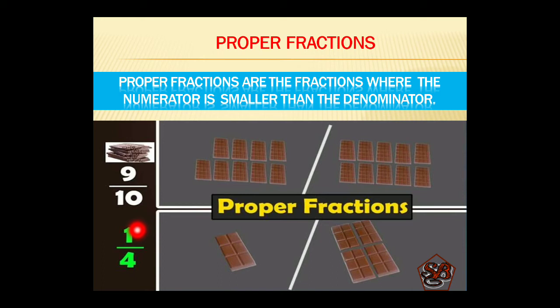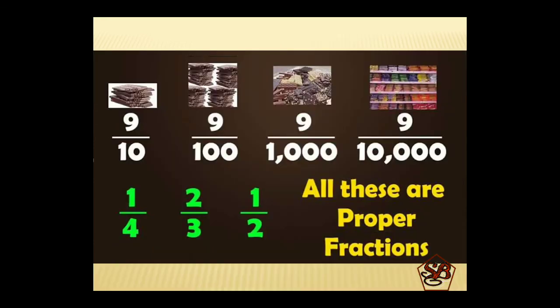Second example, 1 by 4. Again, numerator is smaller than the denominator. So this is also an example of proper fraction. Here are some more examples of proper fraction. 9 by 10, 9 by 100, 9 by 1000, 9 by 10,000, 1 by 4, 2 by 3, 1 by 2. All these are proper fractions as denominator is bigger than the numerator.